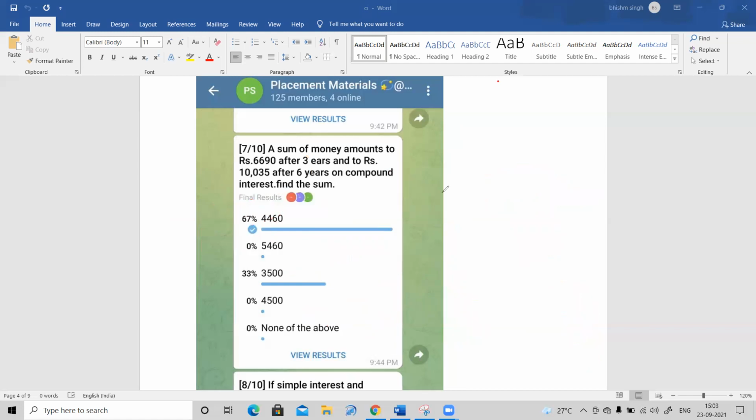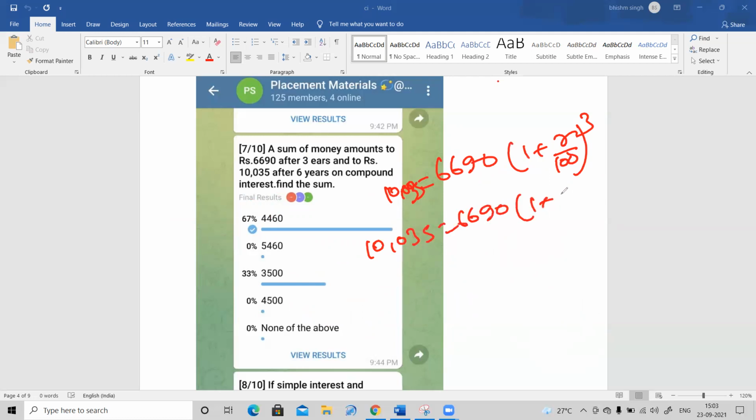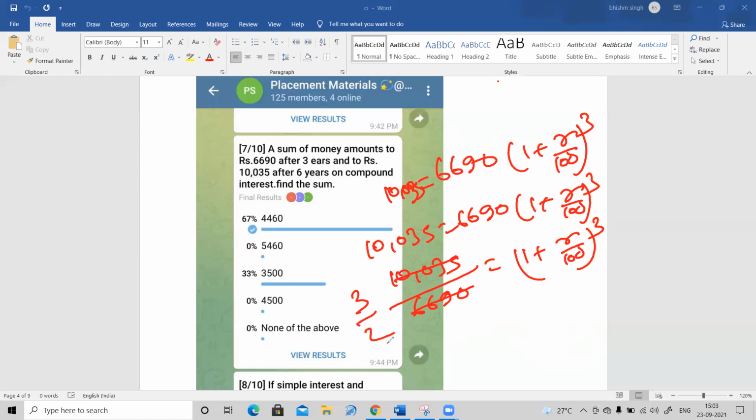See everyone, directly you take 6690 as a principal, and rate you take it here, 10,035. Okay, and 1 plus r divided by 100 to the power 3. So 10,035 divided by 6690 equal to 1 plus r divided by 100 to the power cube. So this one I already got it, 3/2 here, all of you. Yes, 3/2 we got it. So 3/2, and simply you solve by this method.